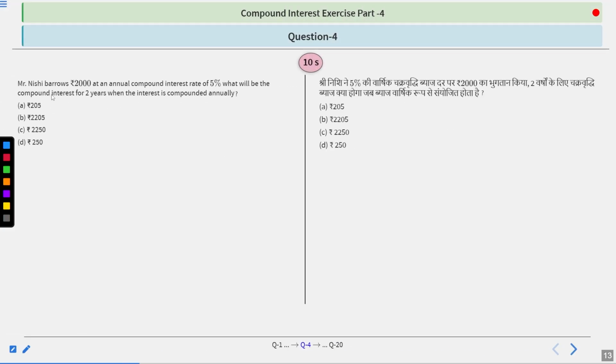Next, Mr. Nissi borrows rupees 2000 at an annual compound interest rate of 5%. What will be the compound interest for 2 years when the interest is compounded annually? And the options are option A rupees 205, option B is rupees 2205, option C is rupees 2250, and option D is rupees 250. And I'm giving you 10 seconds to find which option is correct. After that I will do the solution.